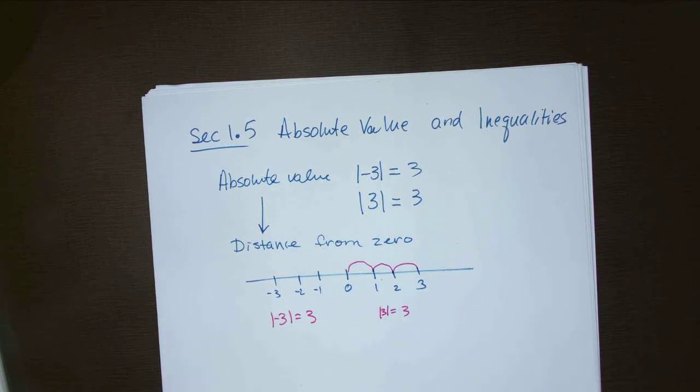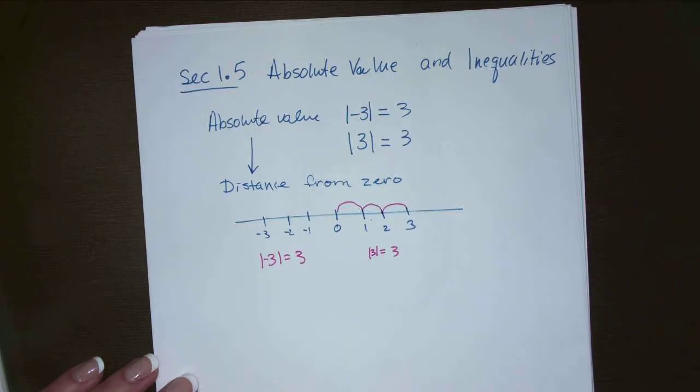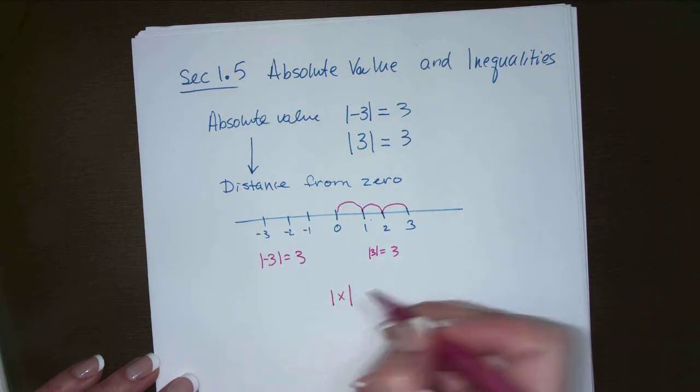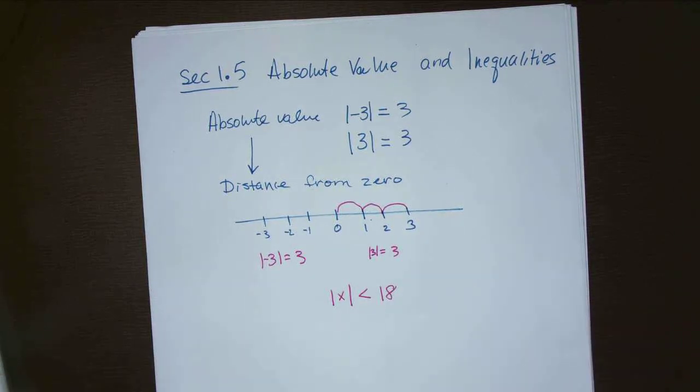So we're going to do just straight absolute values, but we are going to mix absolute values and inequalities in the same equation, and that's what you see in calculus a lot. So for example, I'm going to put 18 here. Is anyone 18 in the room? Okay, a few of you. So that's your age.